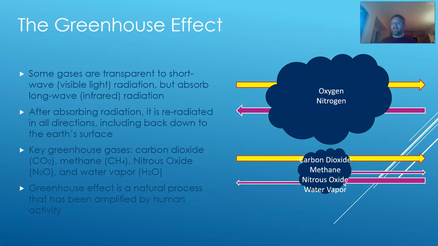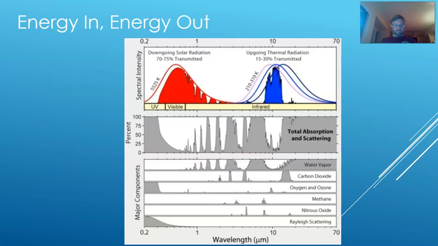However, it's a process that has been amplified by human activity. So people have taken this greenhouse effect and put it into overdrive by adding excessive amounts of these greenhouse gases into the atmosphere. So we've ramped up the greenhouse effect, and that is what's producing our climate change.